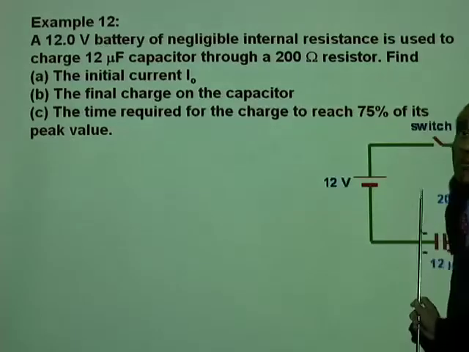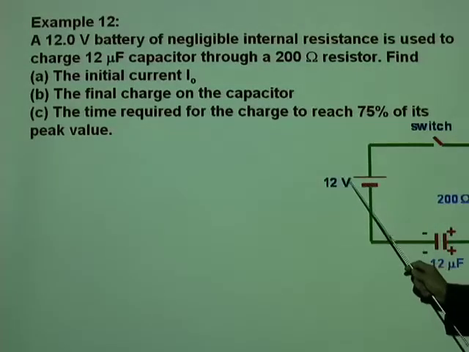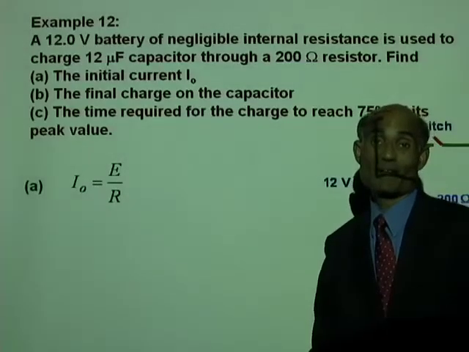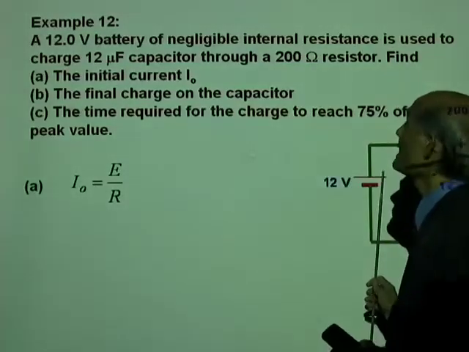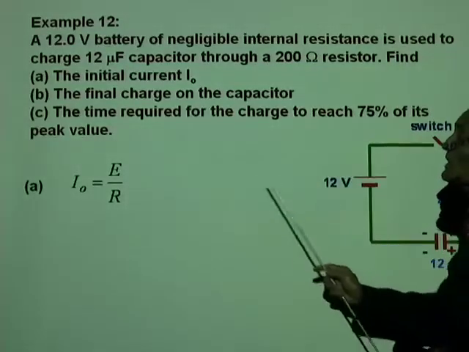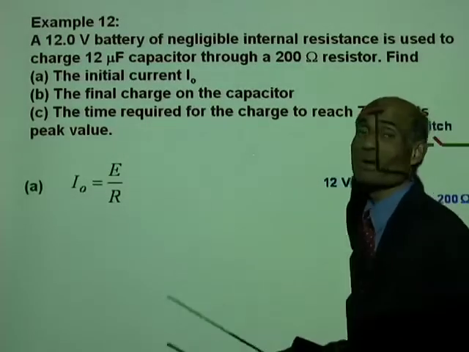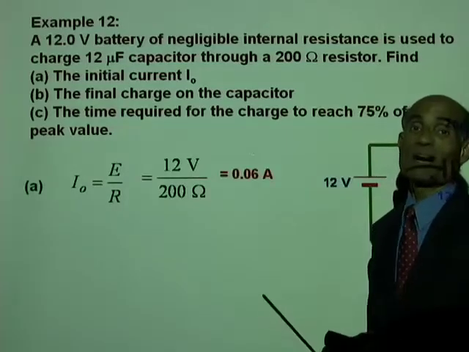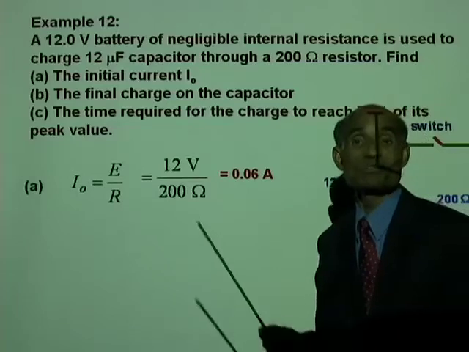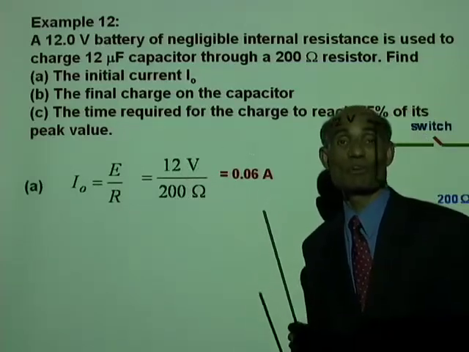What do we know? Now, here is the circuit. We have a 12-volt battery connected through a 200 ohm resistor to a 12 microfarad capacitor. A, the maximum current I0 equals E over R. What is the EMF of the cell? 12 volts. What is the value of R? R is 200 ohm. That will be 12 volt over 200 ohm, and that is 0.06 ampere. You see how simple the problems are once you know the formula.